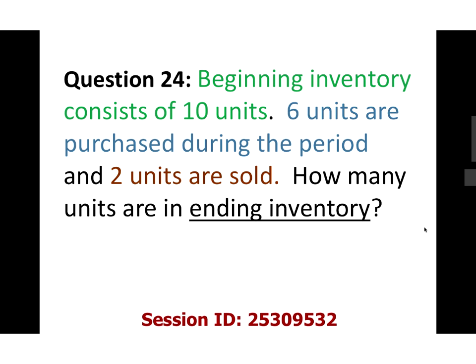Okay, let's figure this out. Beginning inventory is 10 units. We purchased 6 during the period and 2 are sold. How many units are in ending inventory?